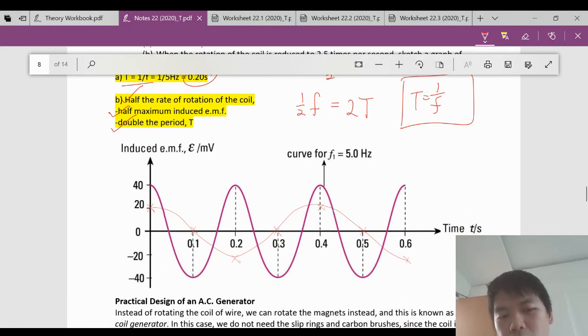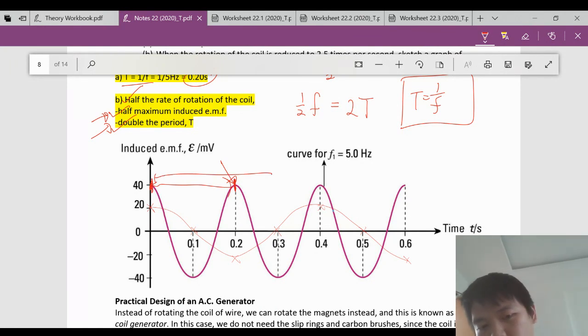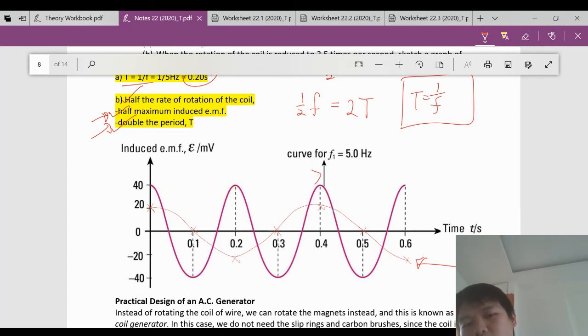So when we draw it, this purple color is the original EMF time graph. So we know that your EMF will be half the maximum. So now we use only 20. So all the maximum must be 20. And we know that the period must double. So originally one period is from here to here. Now you've got to increase it all the way here. So your period now must be double. So this line, the thin red line, will be your new EMF time graph that is being produced for this AC generator.